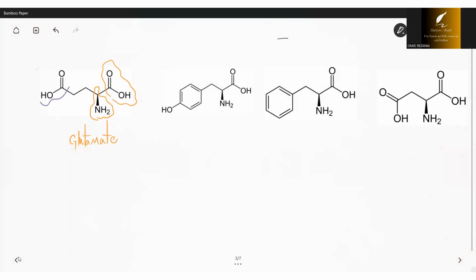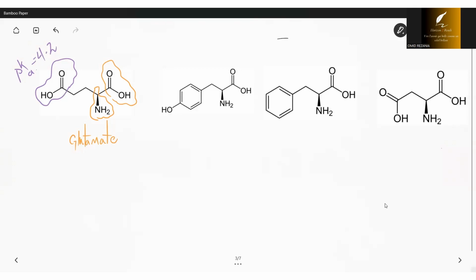You saw that this one, which is another carboxylic acid terminal, has been measured before. The pKa value of this side chain is how much? 4.2. This is this one. Huh? This is this one. Now, I look at this one.